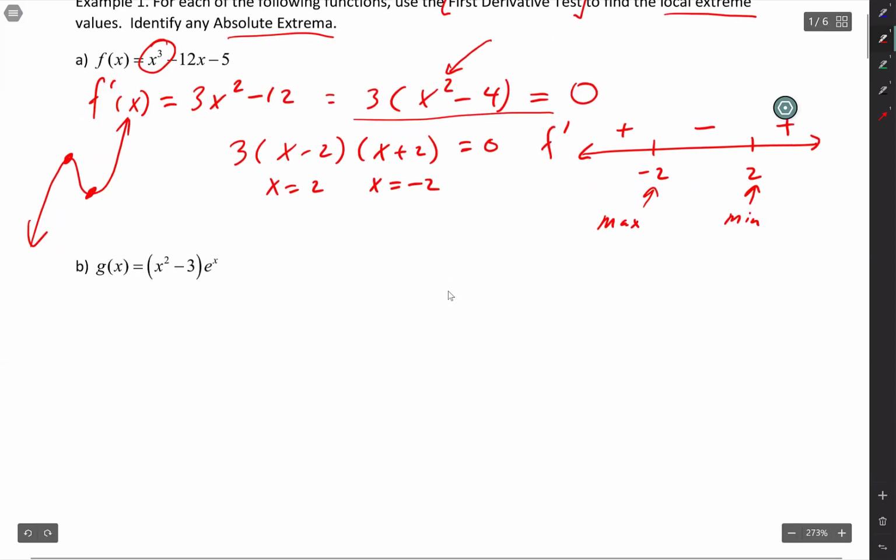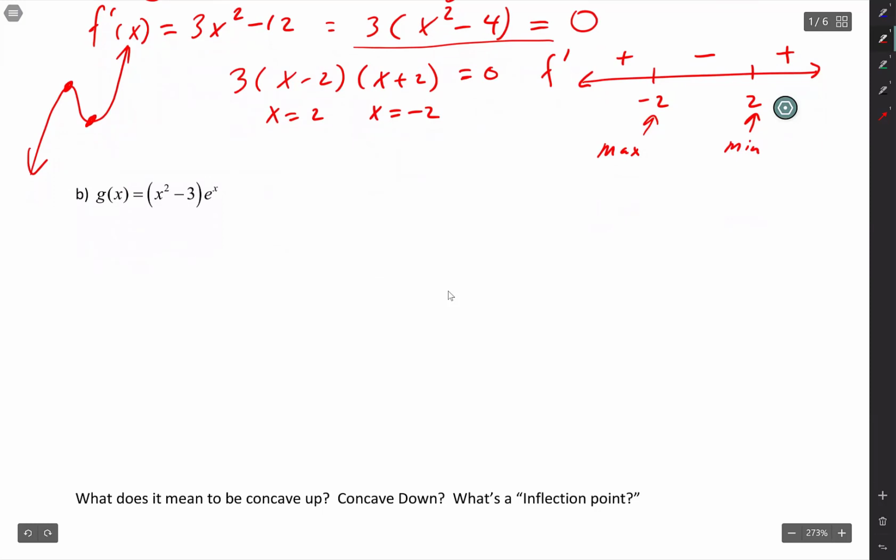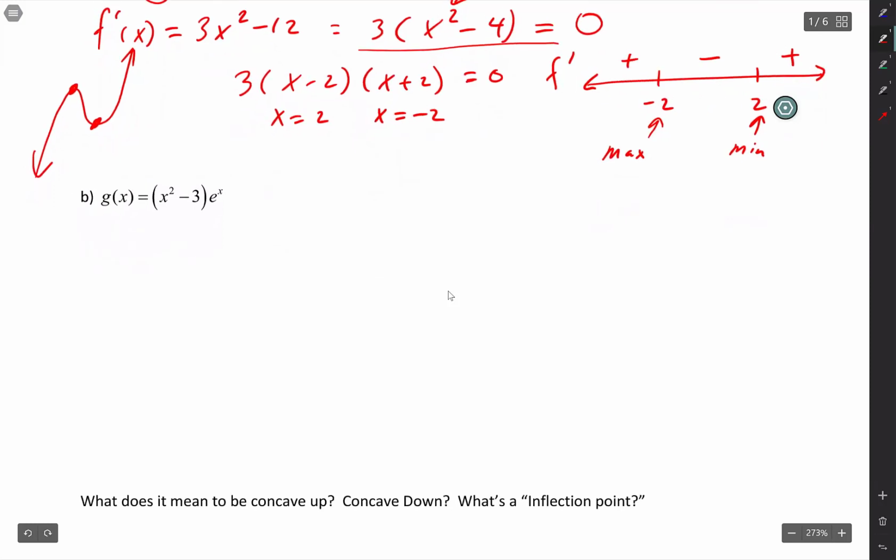Perfect. Let's go to this next one. This one's a little bit tougher because I have an exponential in there, but it's still the same logic.